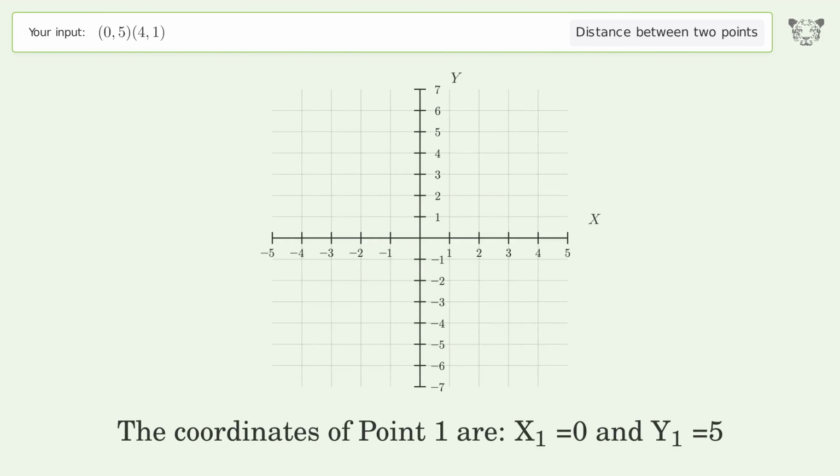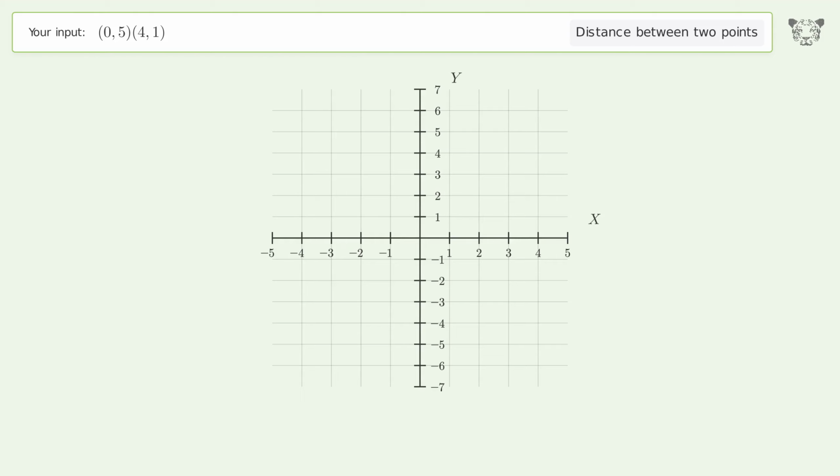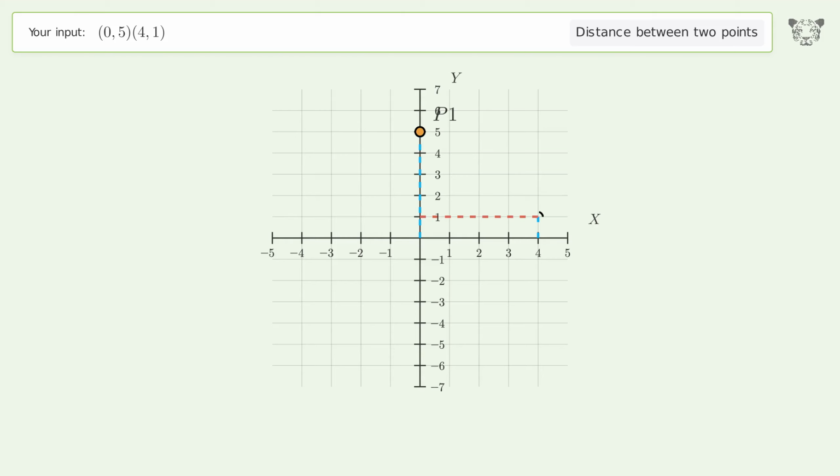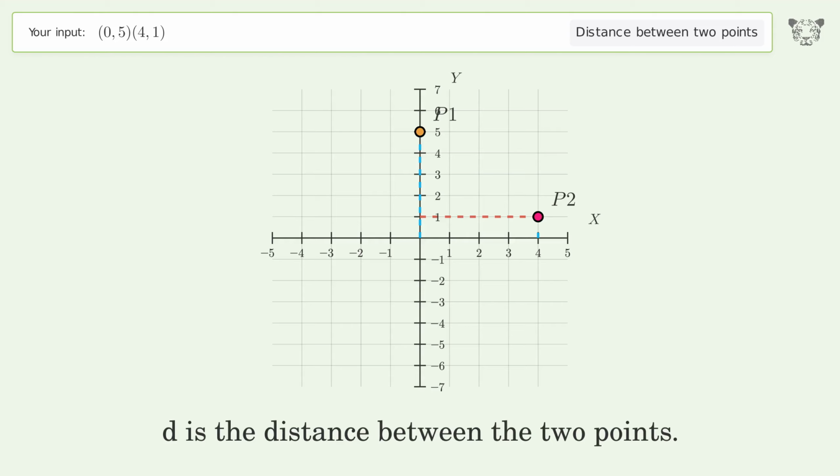The coordinates of point 1 are, x1 equals 0 and y1 equals 5. The coordinates of point 2 are, x2 equals 4 and y2 equals 1. D is the distance between the 2 points.